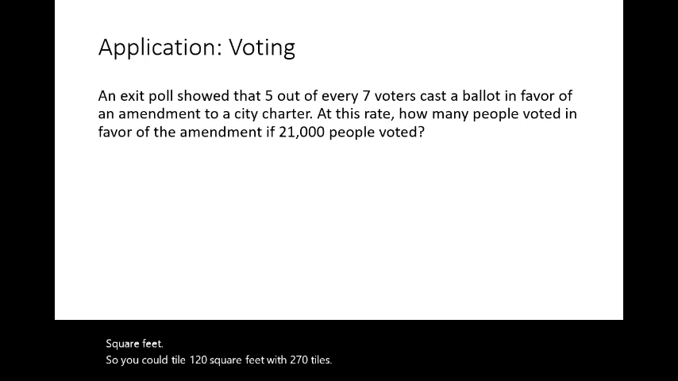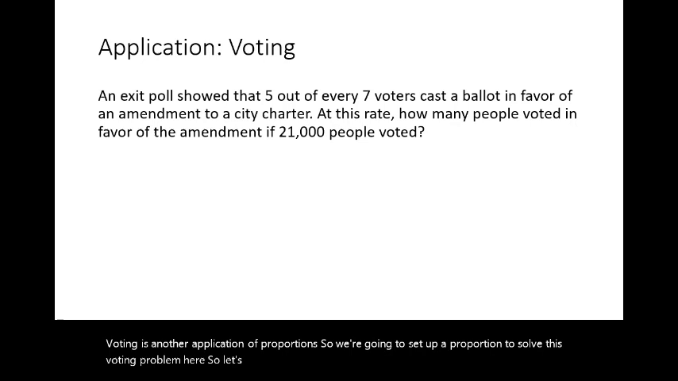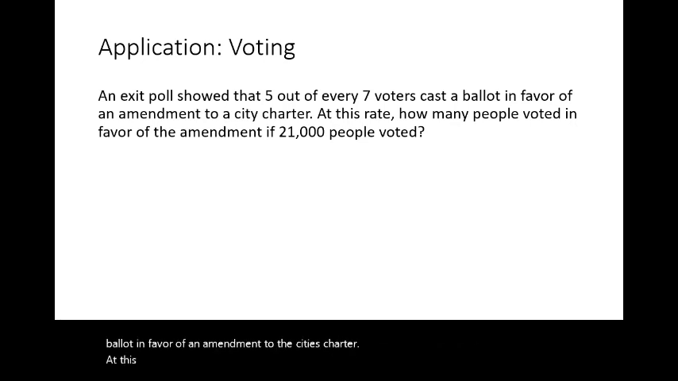Voting is another application of proportions, so we're going to set up a proportion to solve this voting problem here. So let's say that an exit poll showed that 5 out of every 7 voters cast a ballot in favor of an amendment to the city's charter. At this rate, how many people voted in favor of the amendment if 21,000 people total voted?